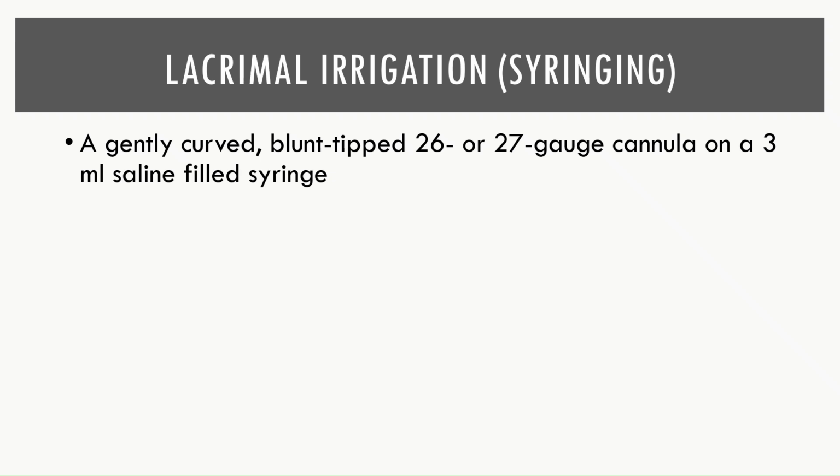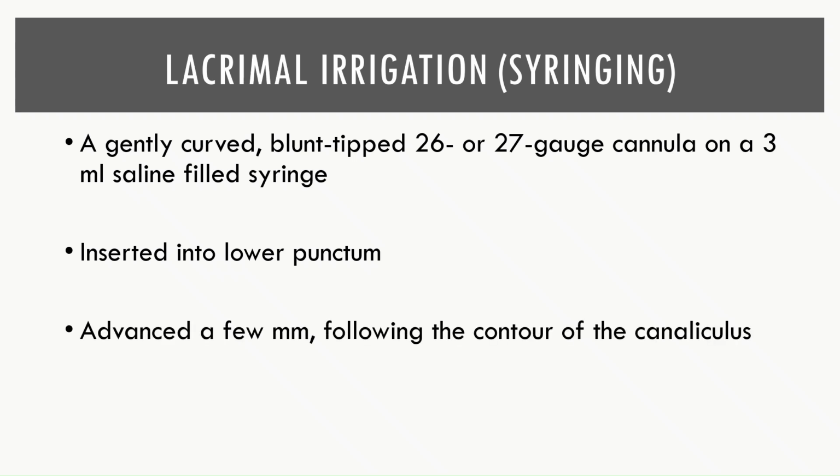Then, a gently curved, blunt-tipped 26 or 27 gauge cannula on a 3 ml saline-filled syringe is inserted into the lower punctum. It is advanced for a few millimeters following the contour of the canaliculus and saline is gently injected.